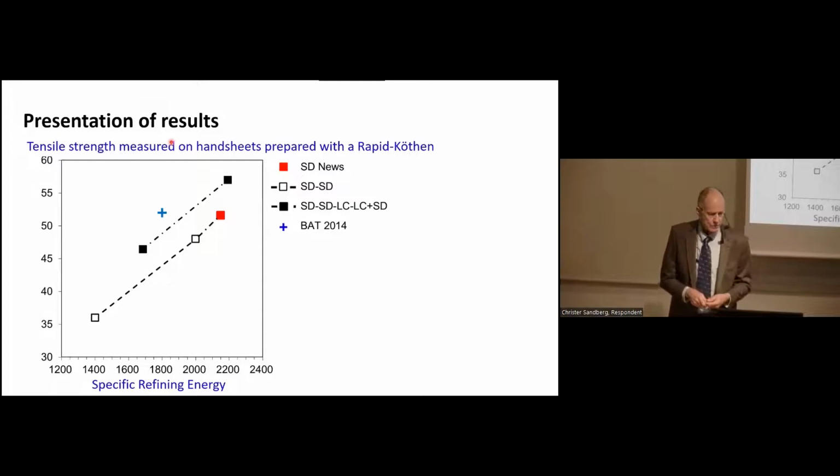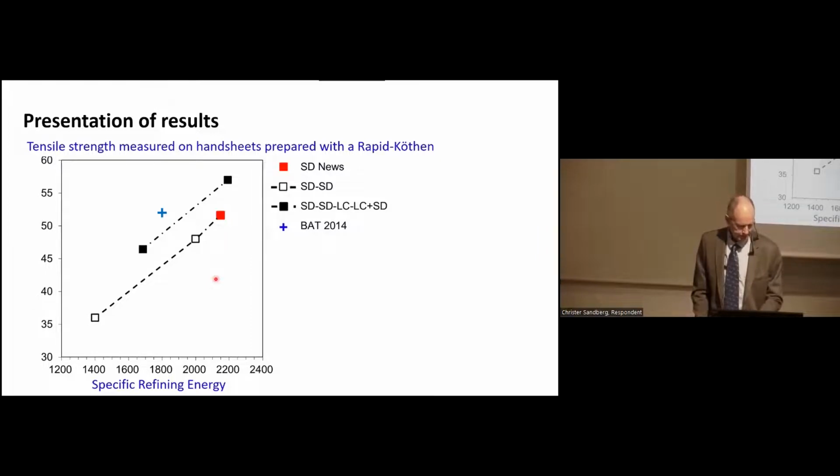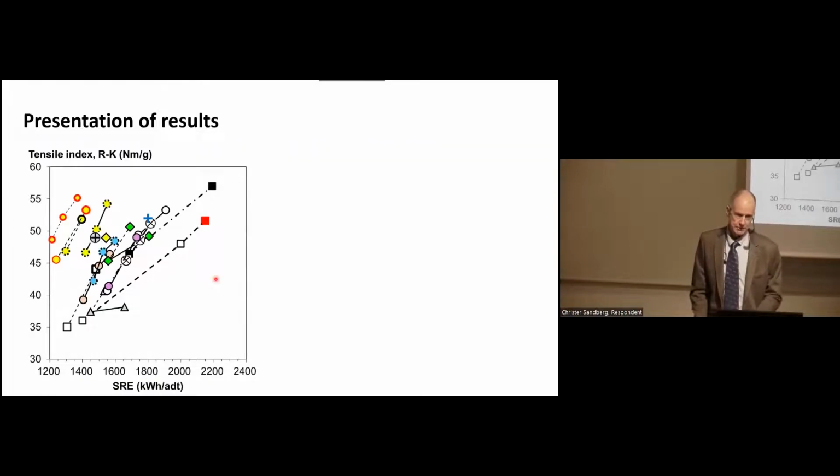Tensile index was measured on rapid Köthen handsheets, and you who are familiar with tensile index know that normally the values of the rapid Köthen handsheets are higher in tensile index. So you have some 8 units, so this would be some 42 to 44 with normal handsheets. It's good to keep in mind. I will show some ISO handsheets also.